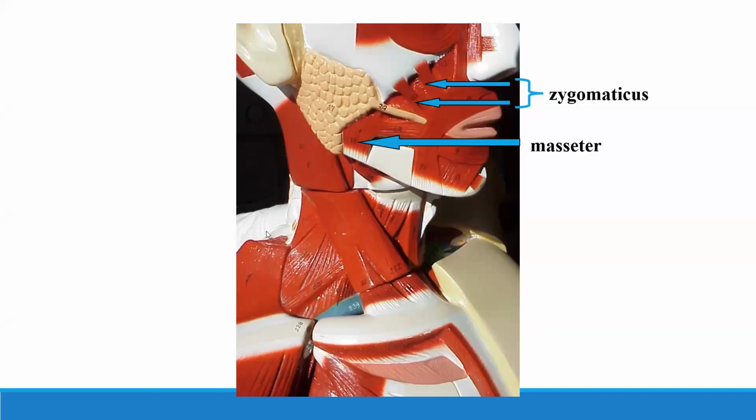Okay, zygomaticus and masseter. As I said, the masseter is one of the big chewing muscles. Now this is the sternocleidomastoid. Its origin is on the sternum and on the clavicle. Its insertion is on the mastoid process up behind the ear. You can feel that bump behind your ear.